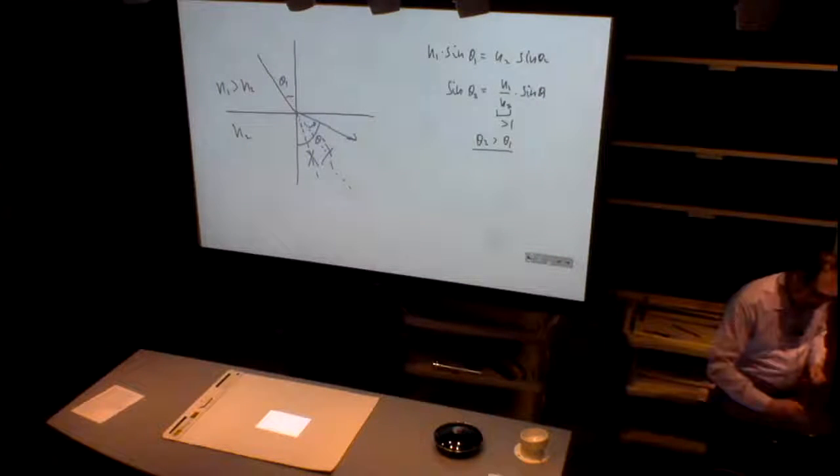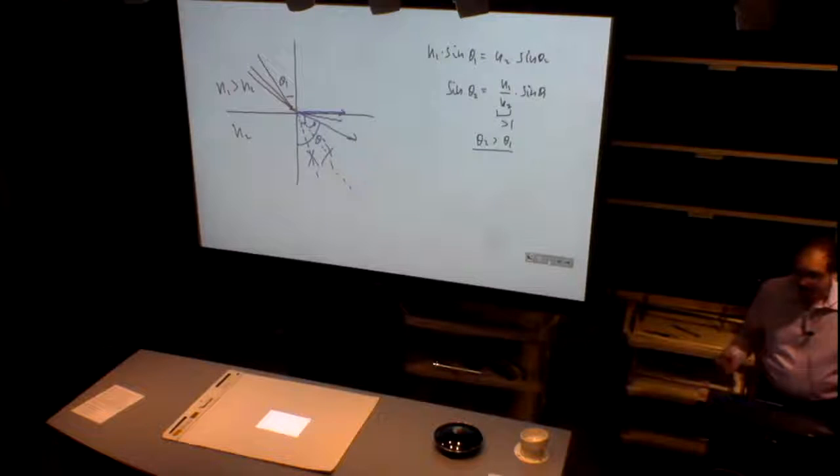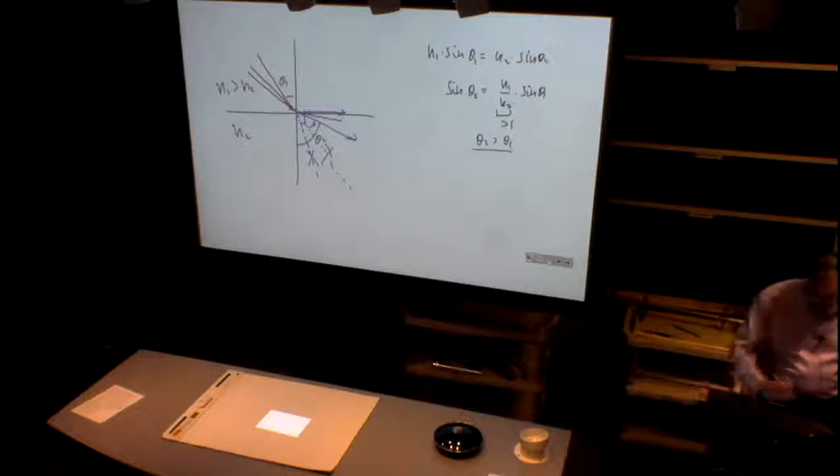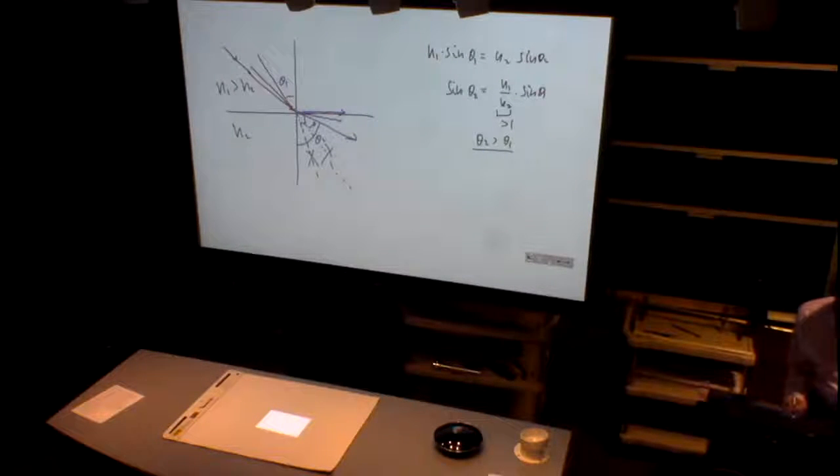But this angle has a limit. If we make the angle of incidence larger and larger, that would make the angle of refraction larger and larger. And at a certain point, it just has to reach that limit, 90 degrees. It cannot be greater than 90. That would not be refraction anymore. That would have been reflection. So this is how we can calculate that critical angle. This is when total internal reflection starts happening. This is the critical angle.